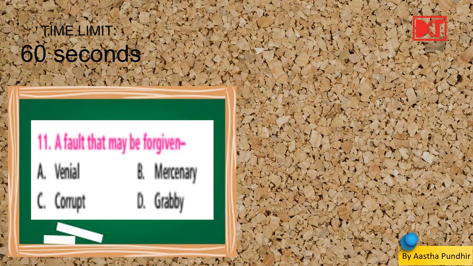Okay, now we have a fault that may be forgiven. The options are venial, mercenary, corrupt or grabby. A fault that may be forgiven is referred to as venial. The others: mercenary refers to someone who doesn't really think about ethics when they have an opportunity of making money. That person can be called mercenary, corrupt, or grabby, a person who takes any opportunity of being selfish and doesn't really think about the ethics. Okay, with this we finish off with questions on one word substitution.